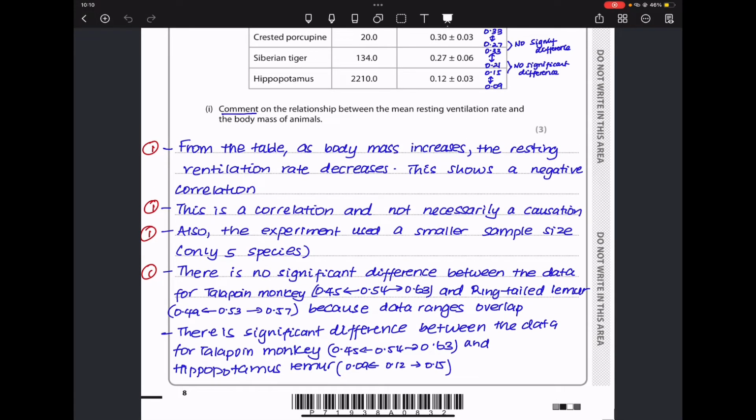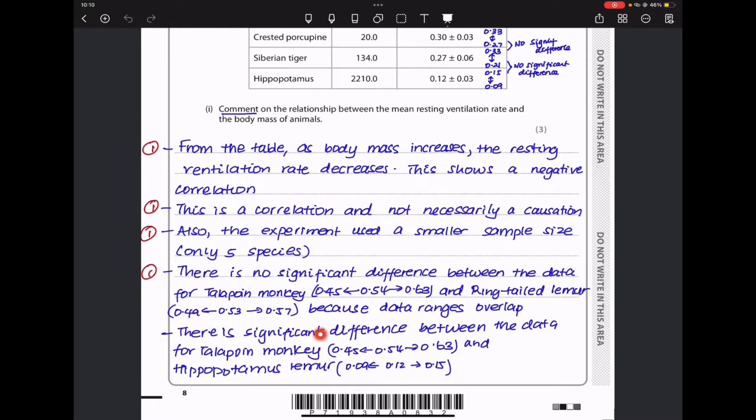Also, the experiment used a smaller sample size, meaning only 5 species, so that is not representative enough. There is no significant difference between some data. For example, for tarsier monkey, the lowest data is 0.45, the highest is 0.63, and the ring-tailed lemur 0.49 and 0.57. We can see there is overlap within these data sets, and therefore for the different species, there is no significant difference in that data.